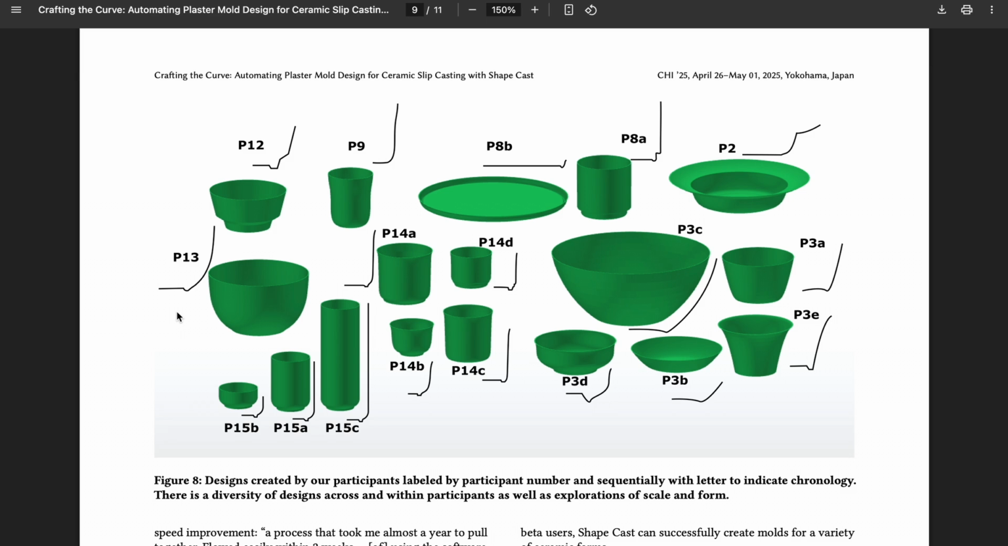I also asked participants if they're willing to share the designs they'd made with Shapecast, and here are a bunch of them. So doing things like exploring the different heights of the walls. So here with P15, doing this the traditional way, if you were to actually make all of these different iterations, it would be relatively intensive. Doing it with Shapecast is easy. People are exploring plates, different bowls, different feet, all sorts of things. And again, this was very early on, so there's been a ton more since then.